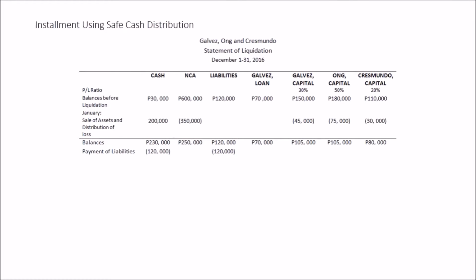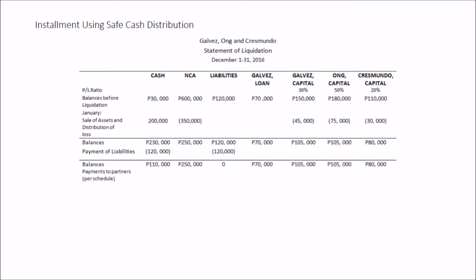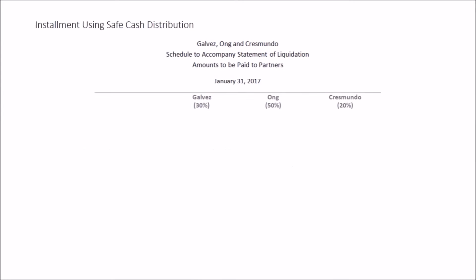Balances after the sale of assets and distribution of loss are as follows. Balances after the payment of liabilities are as follows. So before we proceed to the distribution of payments to partners, we'll first make the safe payment schedule. This is how a safe payment schedule looks like.